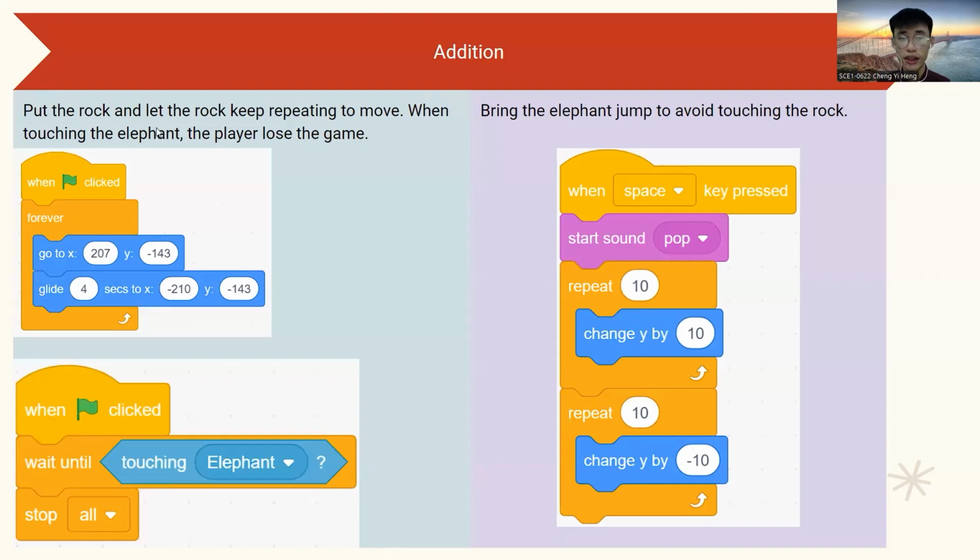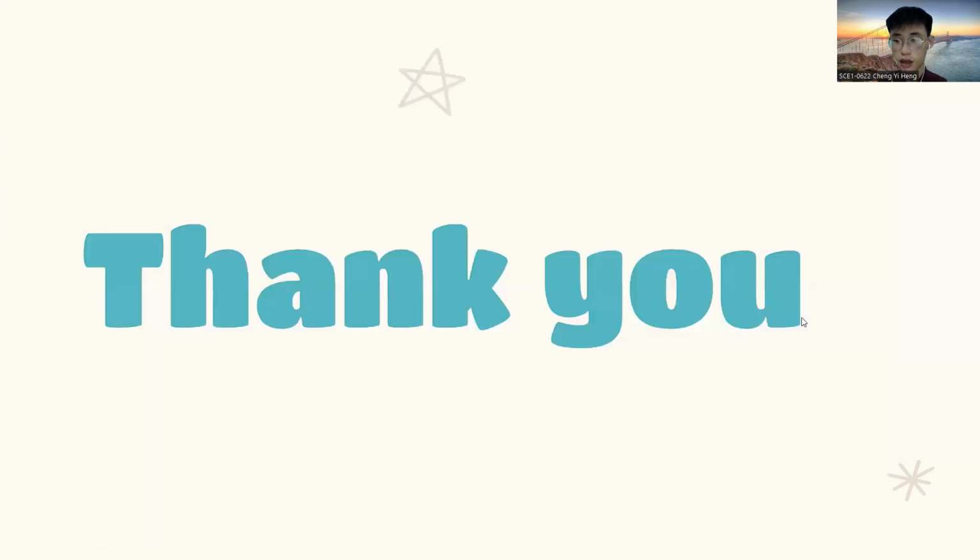We can put the rock and let the rock keep repeating to move from right to left. When touching the elephant, the player loses the game. We can use this code. This code is for the rock and this code is also for the rock. And then make the elephant jump to avoid touching the rock. We can use this code to let the elephant jump. This is my presentation. Thank you.